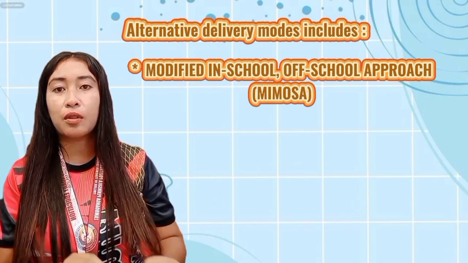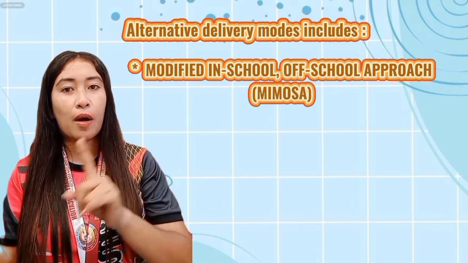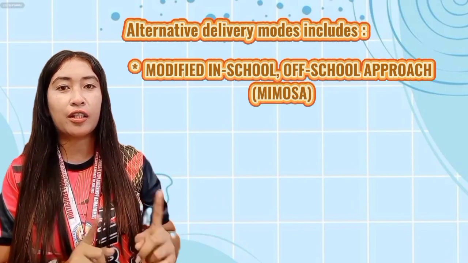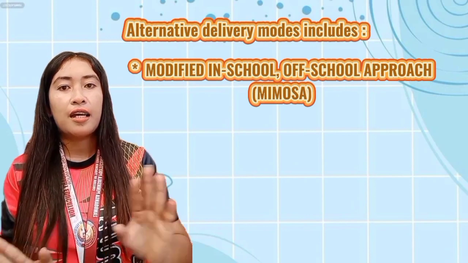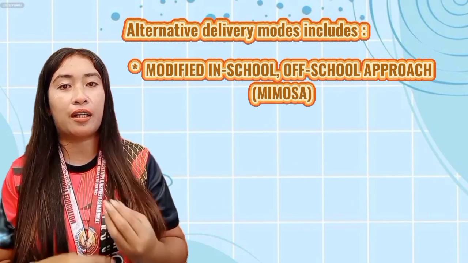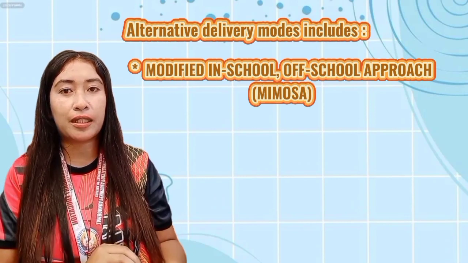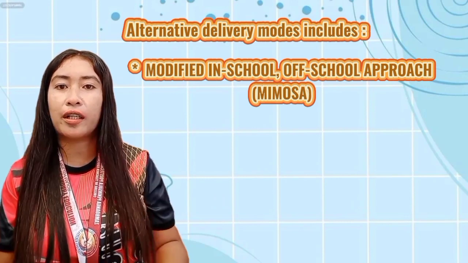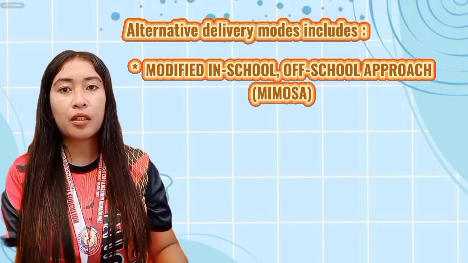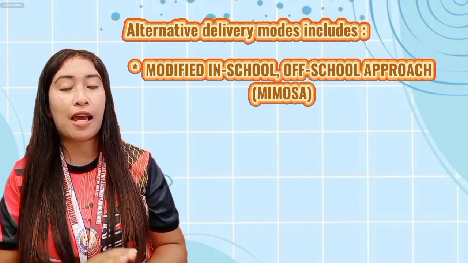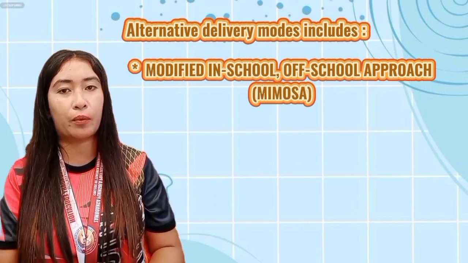Under MISOSA, students are split into two groups. One group learns in a regular classroom while the other group learns outside of school, either on their own or with a helper. Then they switch places. This way, everyone gets to experience both types of learning. Even though they are learning in different places, both groups come to school at the same time for extra learning and to check how they are doing.